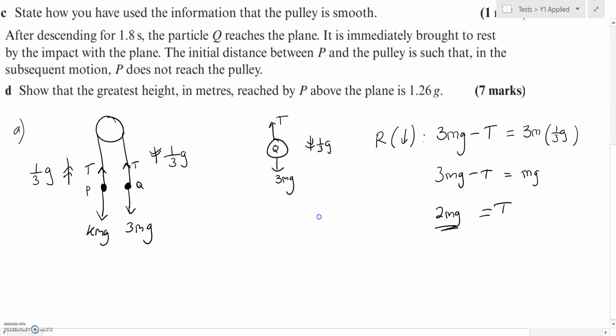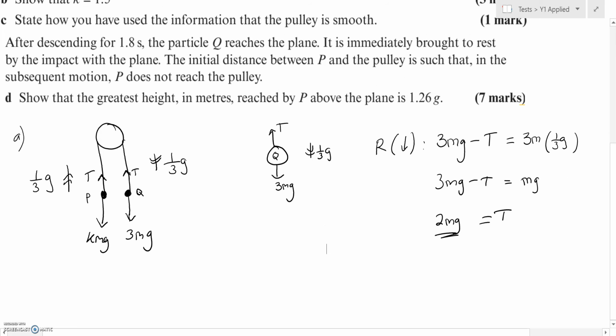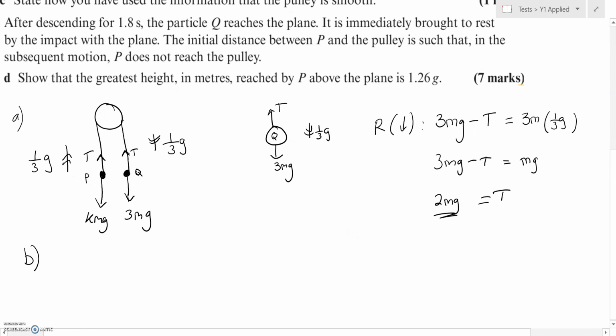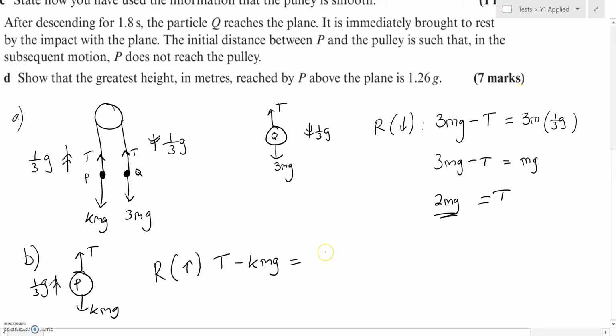Then part B goes on to say show that k is equal to 1.5. So for this, maybe we should look at the second particle, which is P. I'll just redraw it quickly, it doesn't take long. So we've got tension going up, kmg going down, and it's accelerating upwards. This particle is accelerating at 1/3 g meters per second squared upwards. So this time I'll do the resultant going up, and you've got the tension going upwards and the kmg, the weight, pulling it down. So we're going to subtract the kmg, and that's equal to mass, which is km, times acceleration, which was 1/3 g.